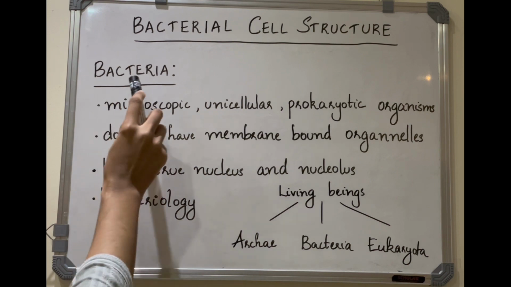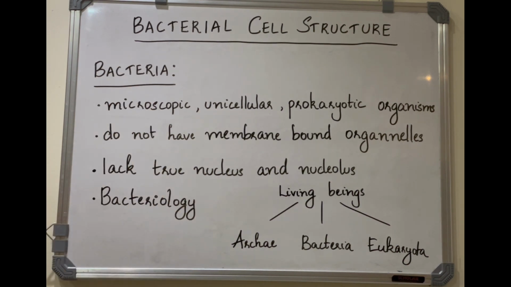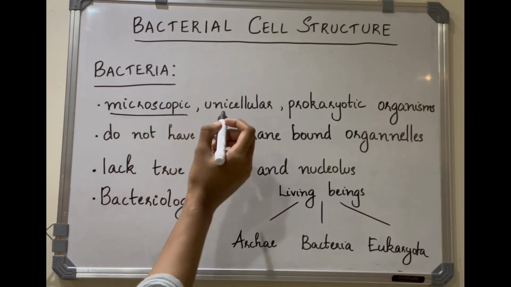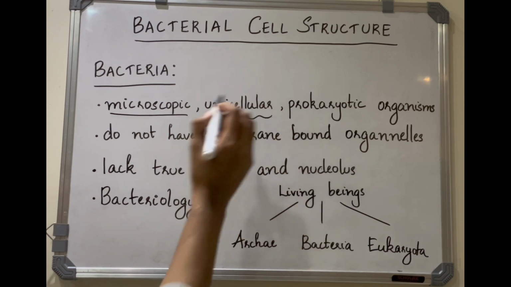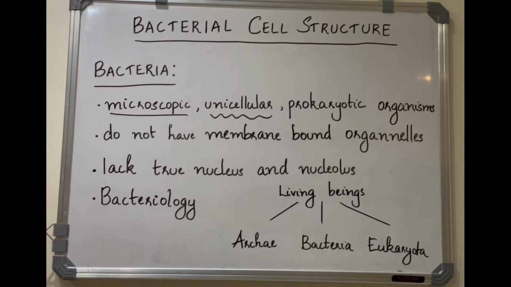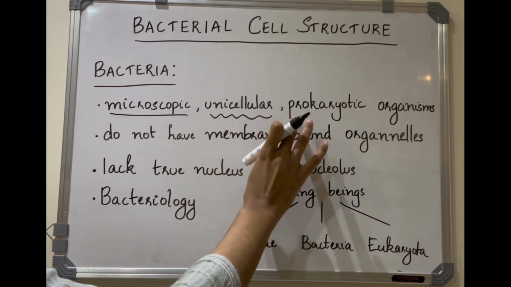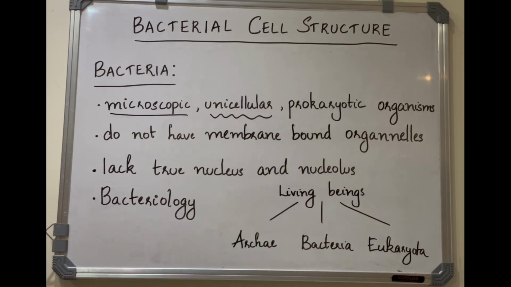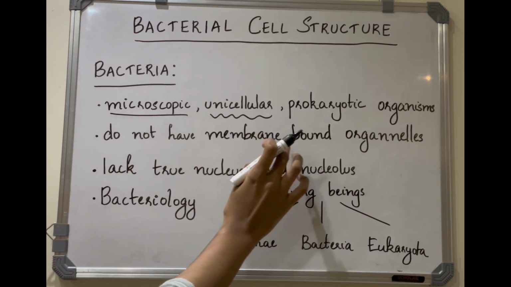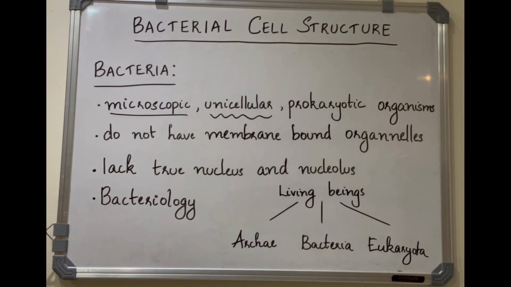We say that bacteria are microscopic because they are so small that they can only be visible through a microscope. They are unicellular organisms, meaning they are single-celled organisms. And we also say bacteria are prokaryotic. It is because bacteria do not have any membrane-bound organelles.